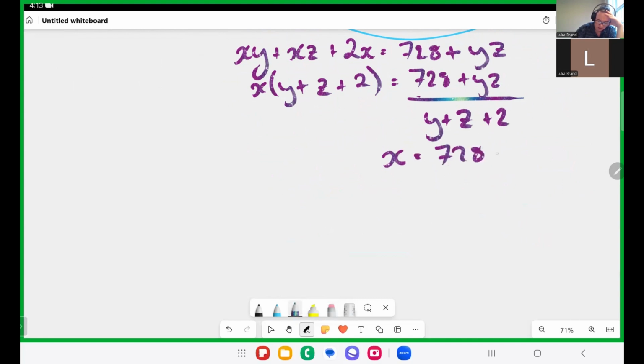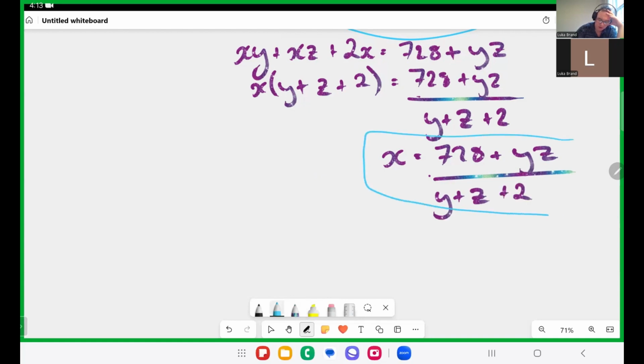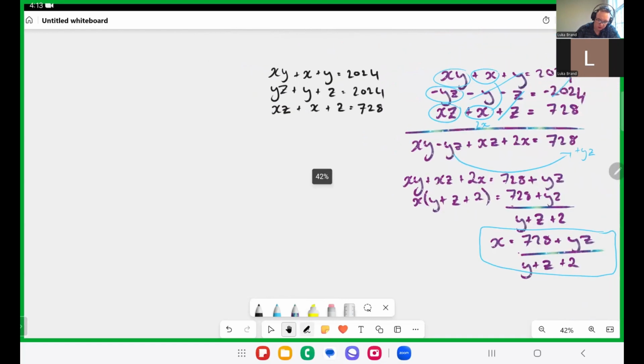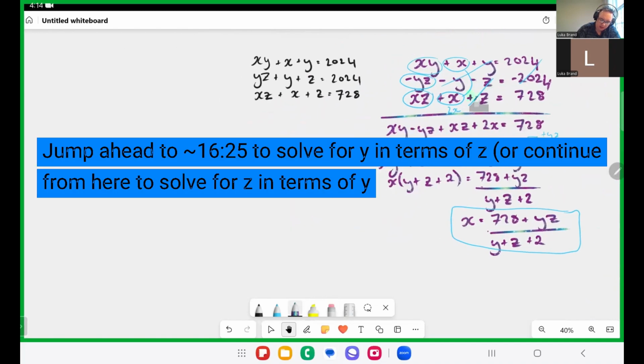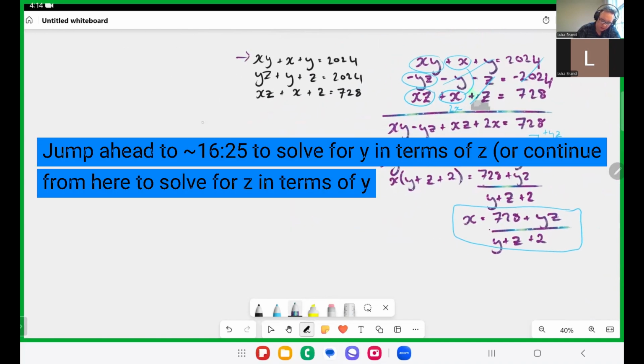728 plus yz over y plus z plus 2. Now, I have an equation for x in terms of y and z. So this here would be the elimination method. Now I'm going to use the substitution method, where I substitute this x into one of the equations. Let's start with this equation here.